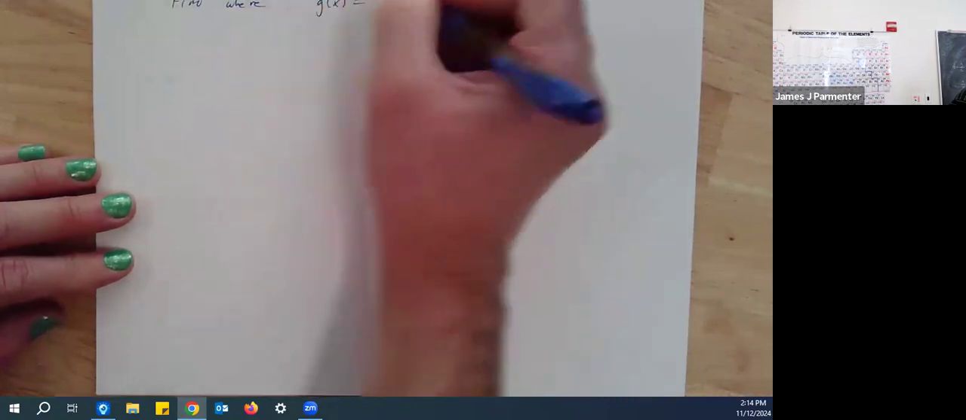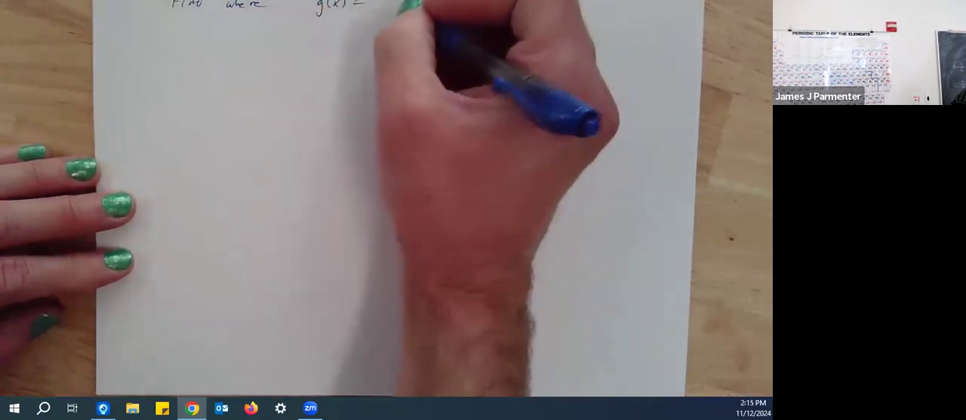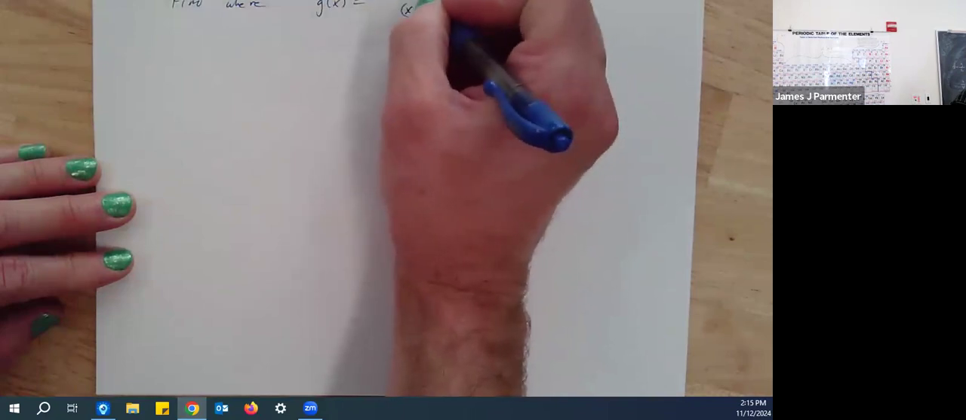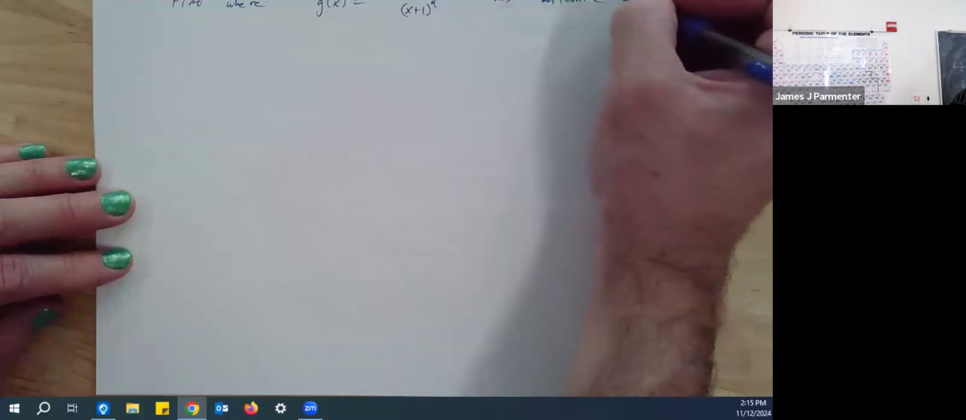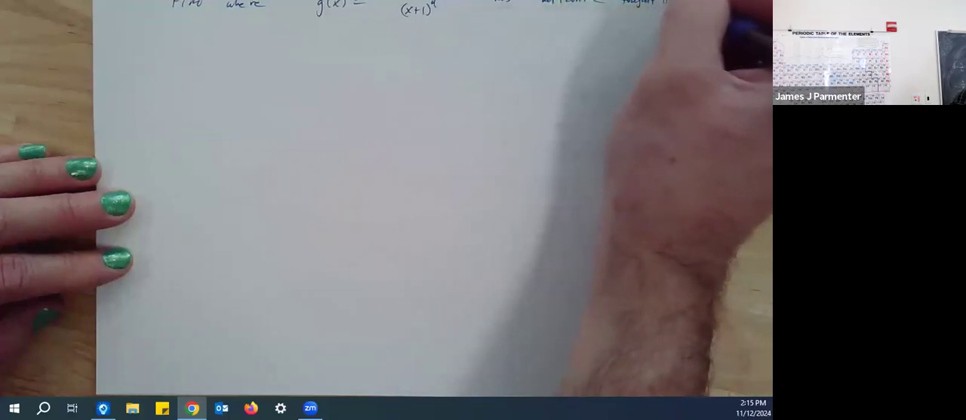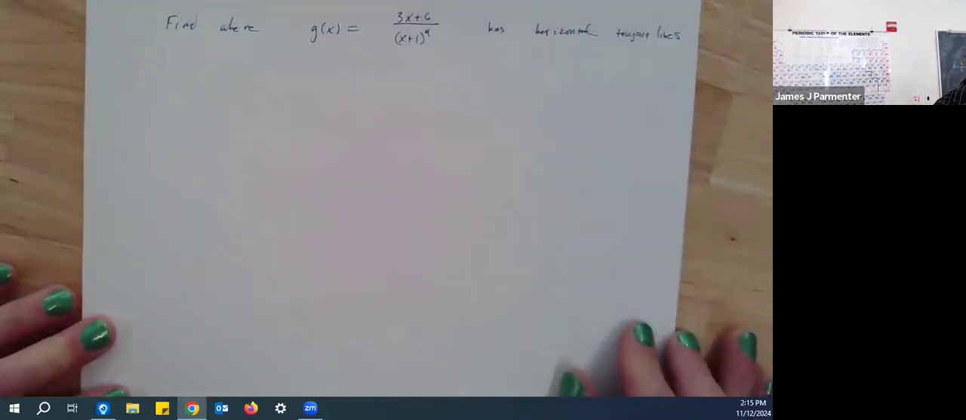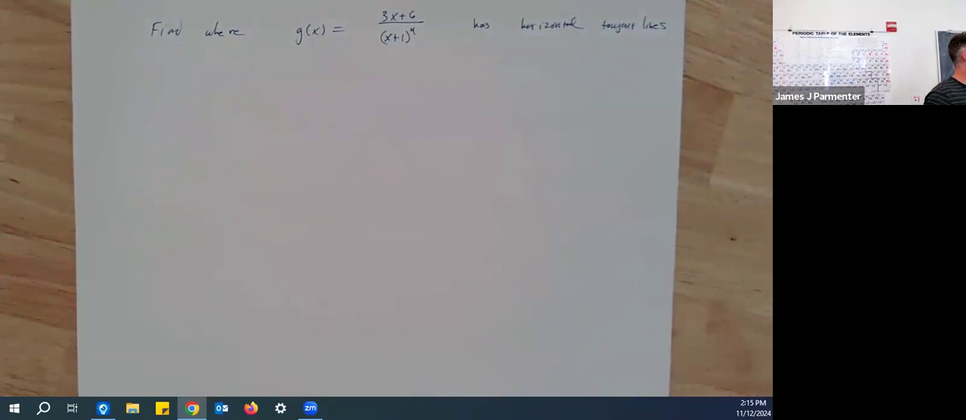Find where g of x equal to 3x plus 6 over x plus 1 to the 4th has horizontal tangent lines. Sorry, you can't see that. Apologies. So what does it mean when we say we want to find where a function has horizontal tangent lines? Well, a horizontal tangent line has what kind of slope? Right, 0. So you're really just finding where the derivative is equal to 0. It's kind of a lot of words, and again, it's something we will do in chapter 4 when we start finding maximum and minimum values. For now, it's just another way of asking this question.